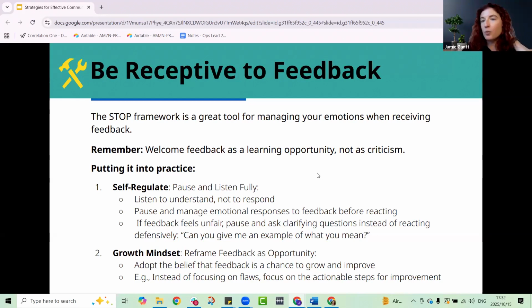So when you are receiving feedback, it's important to remember that self-regulation. So the STOP framework comes in handy for this. So you want to listen to understand, not to respond. Make sure that you're checking in on those emotional responses.